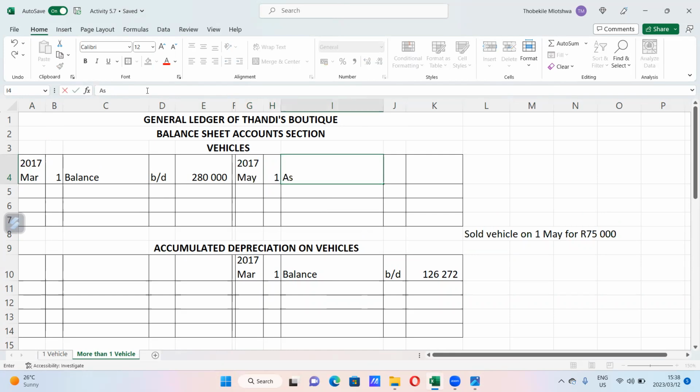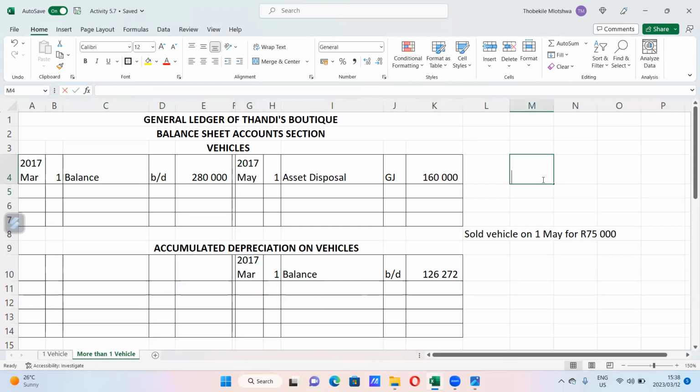So we take this to asset disposal. The only vehicle we sold was the Hilux, not the others. So our vehicles account will have something remaining. It will not be 0 this time because the other vehicles, whether it's 1 or 2, were not sold. This happens in the GJ, and we only sold 160. So let's see how much is remaining. Let me just work it out here, 280 minus 160, just to be sure. Then you get 120.